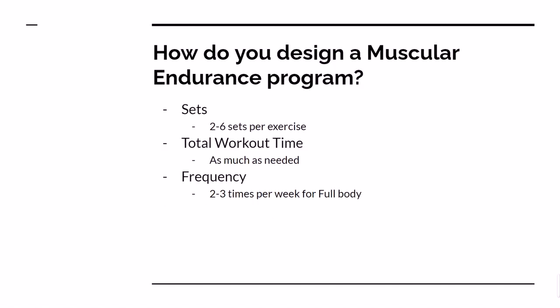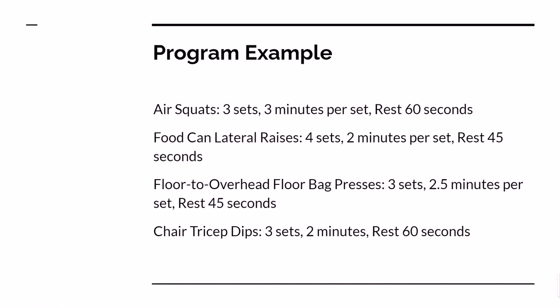So how do you design a muscular endurance program? So we'll still keep the sets relatively the same, of about 2 to 6 sets per exercise. Your total workout time will be as much as needed. So if you can only sacrifice 30 minutes for one time a week, or if you can sacrifice two 45-minute periods within a given week, whatever you need. And then a frequency will be about 2 to 3 times per week for full body if you're able to do that.